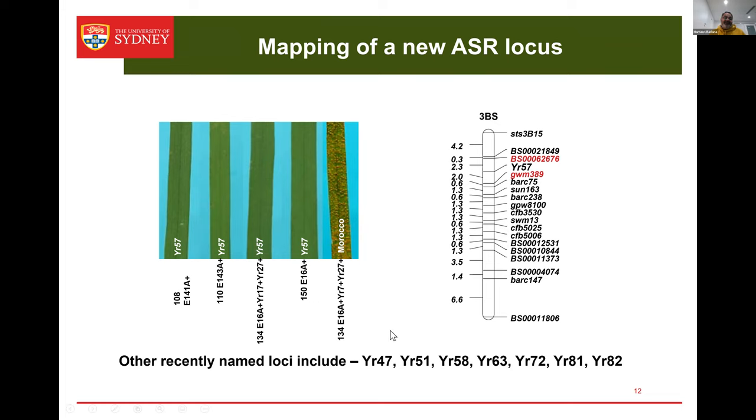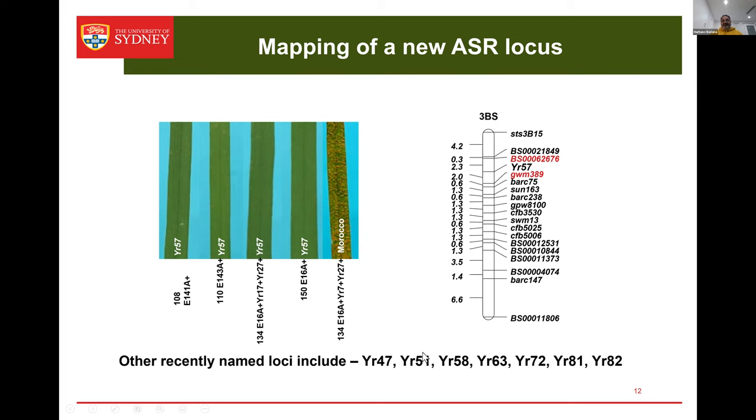So then we had another line which carried two genes. One of them was YR51. The other one was YR57. So we have to separate those, and you can say YR57 gives you a very strong reaction, and it was mapped on 3BS, whereas this was mapped on 4AL. This is an intermediate type, but possibly a more durable kind. This one is broken down already.